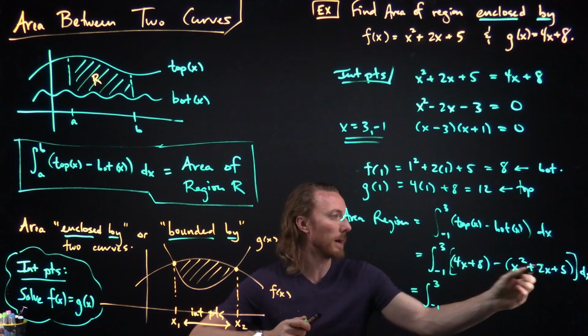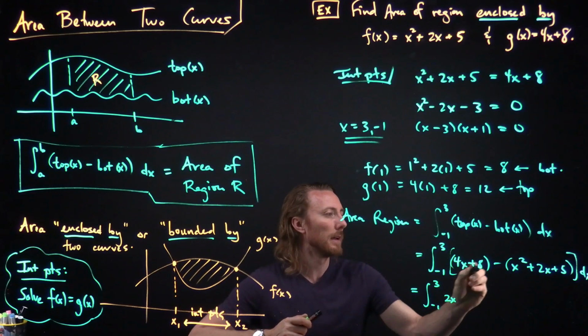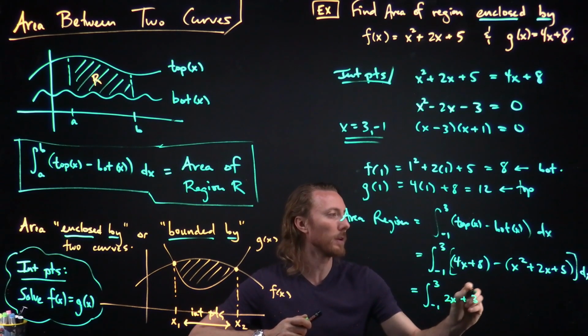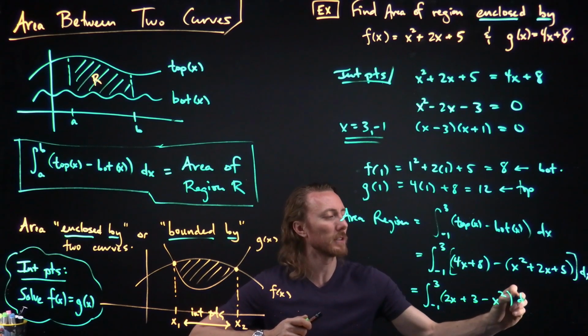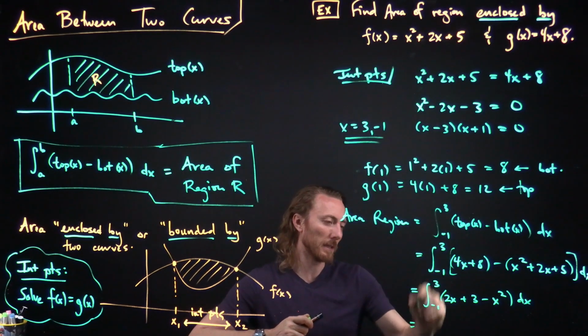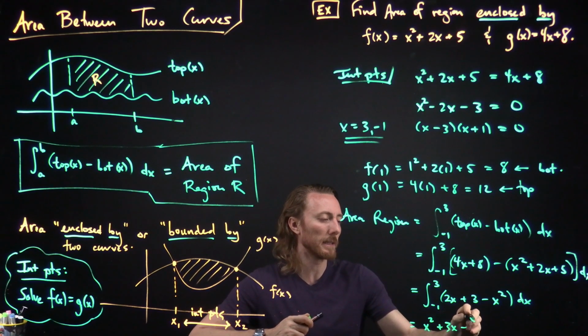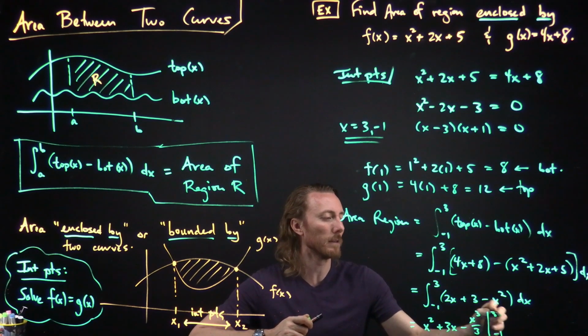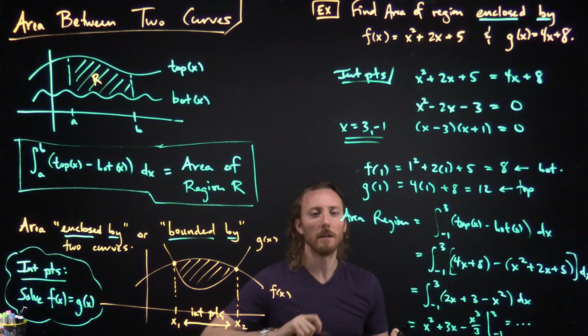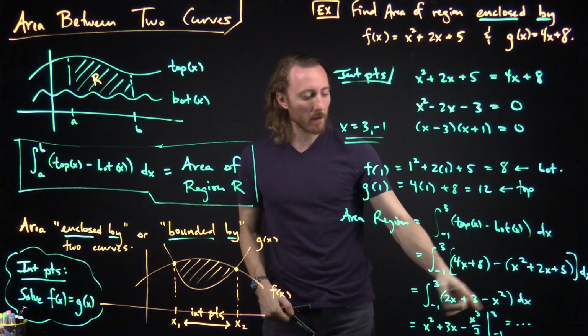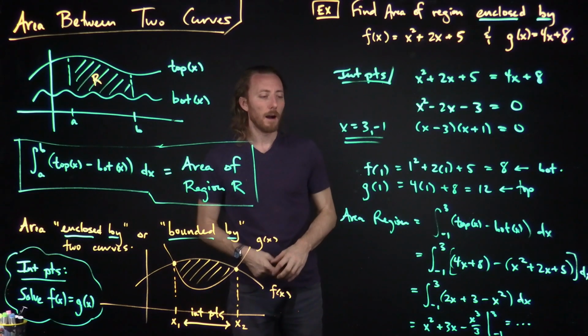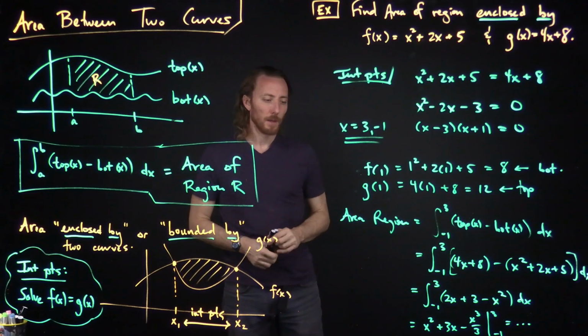Let's see, 4x minus 2x, that's going to be 2x. 8 minus 5, that's going to be 3. And then we've got the minus x squared. And to integrate this, we ultimately find the antiderivative. That's x squared plus 3x minus x cubed over 3. I'm going to refrain from plugging in the values here because that's just a matter of computation. But we know we could just plug in the 3, plug in the minus 1, and evaluate.